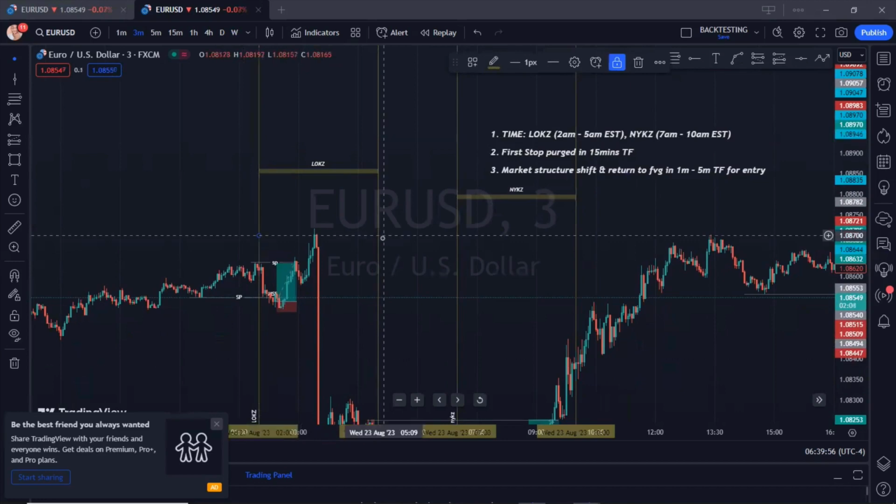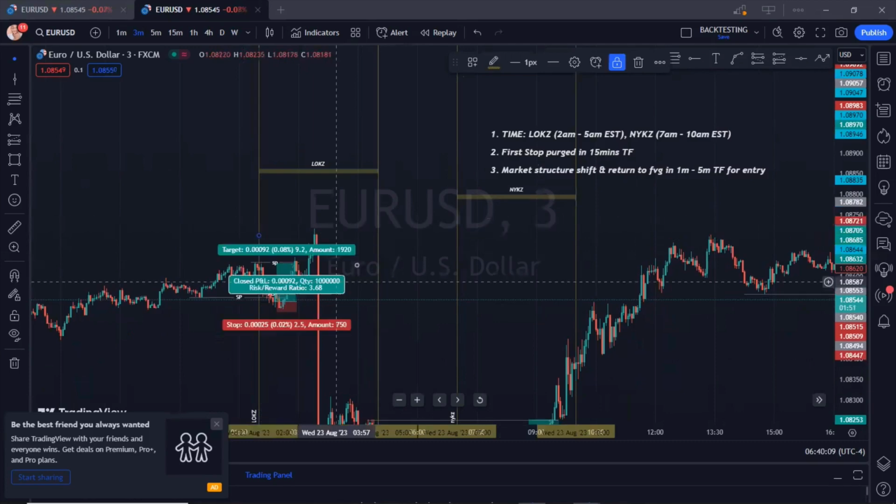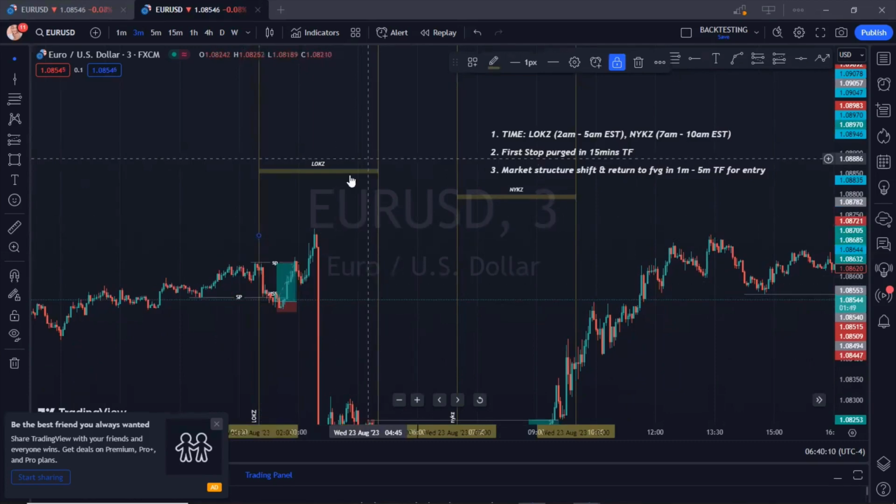Please, does it mean that the setup will not form outside this time? It can form, but it is not high probability. So it's best you always wait for this time to trade this setup. You can find it within this time range whenever it forms, and once all the criteria are met, then you can execute. You understand? Or if you didn't see it in the London Kill Zone, you wait for the New York Kill Zone, then you look out for it, and you are good to go.